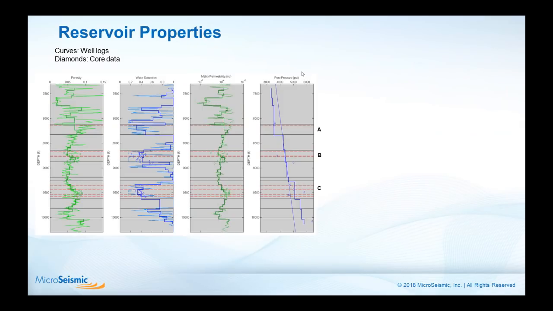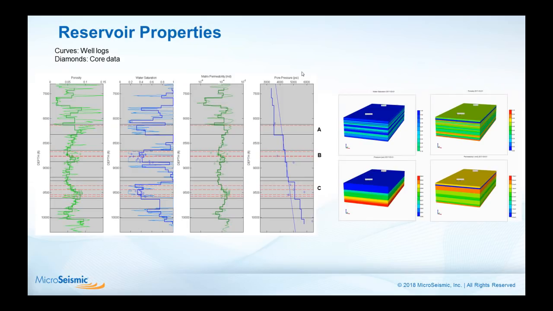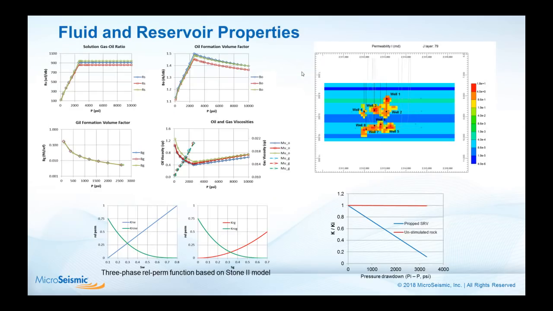We had well logs and core data from a vertical pilot in the vicinity of the pad, as you can see on the left. Here the curves represent well logs while core data are shown with open diamonds. This information is used to generate a layer cake model. As you can see here on the right, each layer of the model has a different value of matrix permeability, porosity, fluid saturations, and reservoir pressure. We had three separate PVT test results as shown here, one for each formation, which we use to define the PVT model for all three reservoirs.